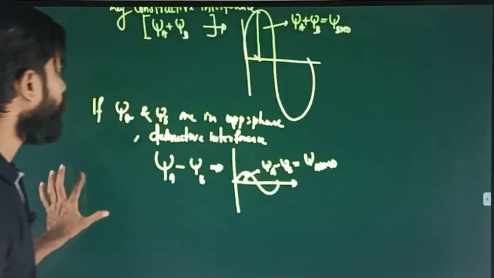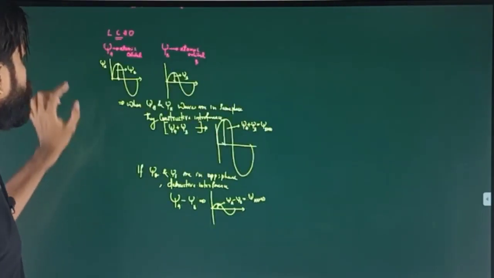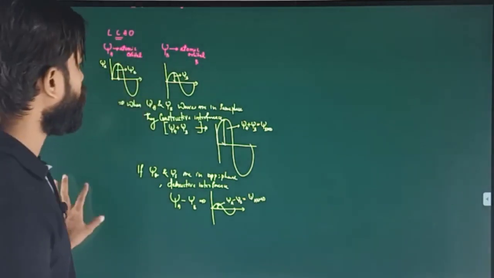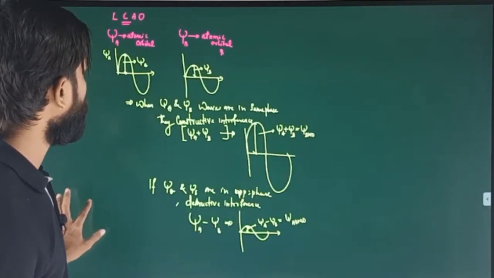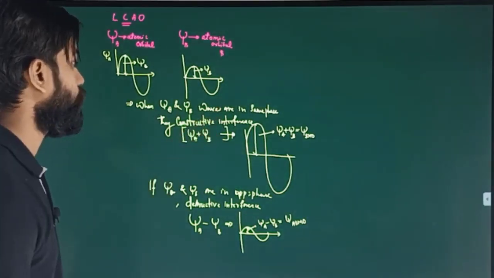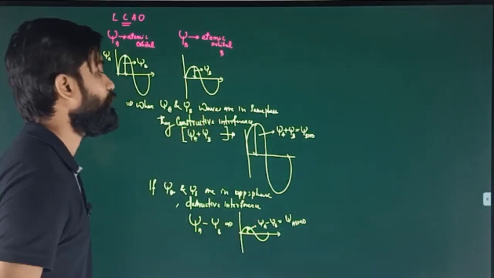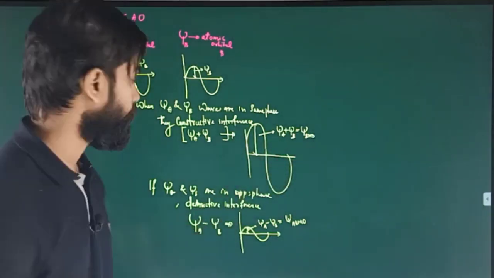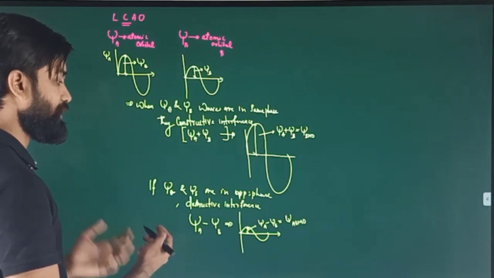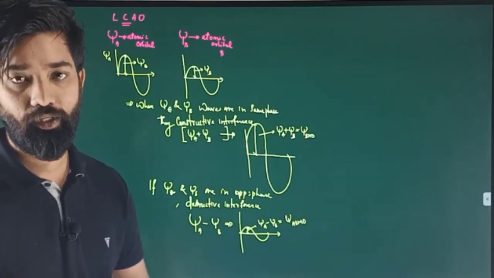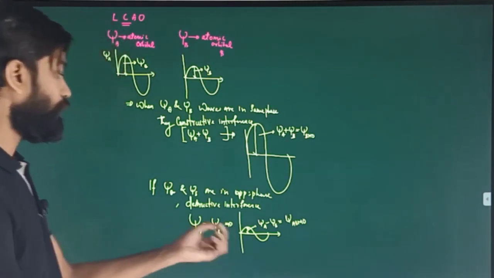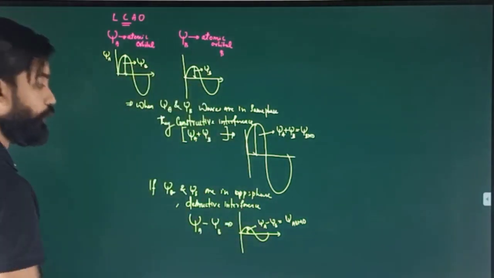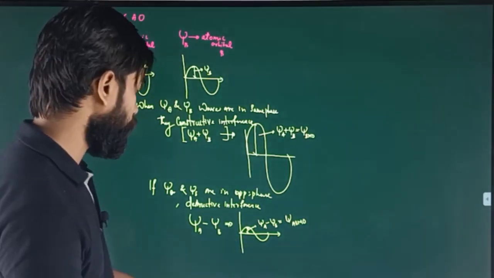So if we have two atomic orbitals psi A and psi B, there are two chances for combination. Either the additive combination, that means when the two waves are in the same phase, forms a constructive interference, and there forms a bonding molecular orbital. Or if it is a destructive interference, when the phase difference is 180 degrees or they are in opposing phase, then there forms a wave with the difference of the amplitudes, and that represents the antibonding molecular orbital.